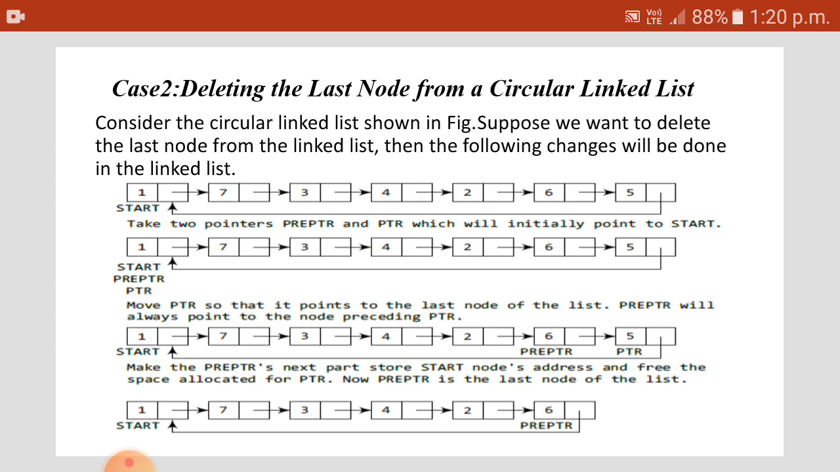So, take two pointers, previous pointer and PTR, which will initially point to the start. Move PTR so that it points to the last node of the list. Previous pointer will always point to the node preceding PTR. Make the PTR's next part store the start node's address and free the space allocated for PTR. Now the previous pointer is the last node of the list. Finally, we get a new circular linked list with the last node deleted.